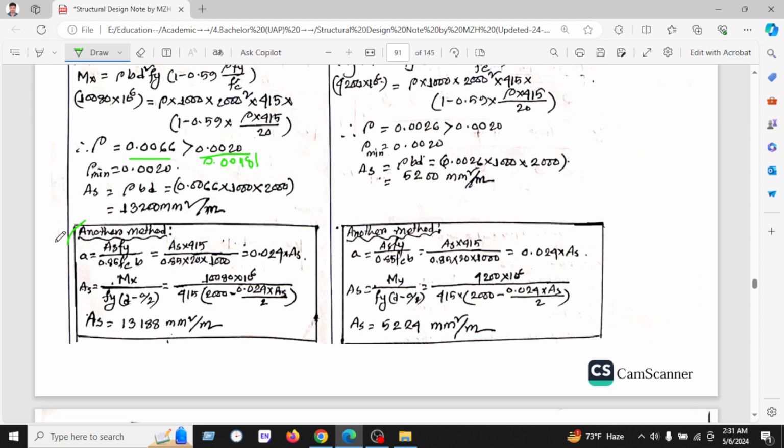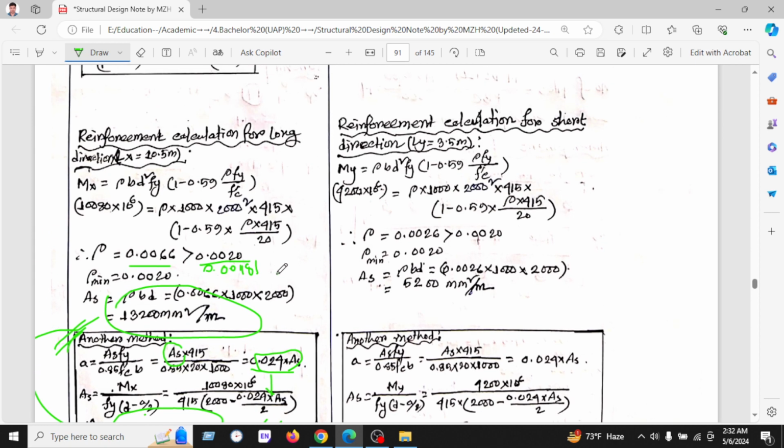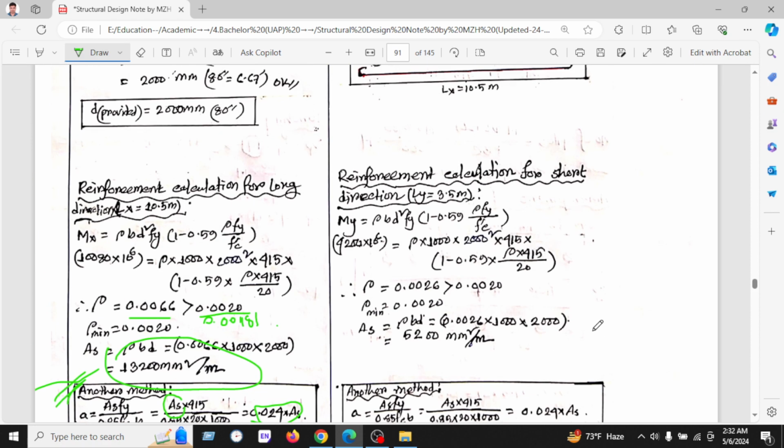If we calculate the reinforcement by another method, here A is equal to As Fy by F times C B, and putting this value, the only unknown is As, and we have found 0.024 As, and As equal to Mx divided by Fy into d minus A by 2. Here A equals this value, putting it in, and we found the reinforcement, which is 13188 millimeter square, which is very close to this value. So we can use this formula for calculating reinforcement, or we can use this. I have shown both of the calculations.